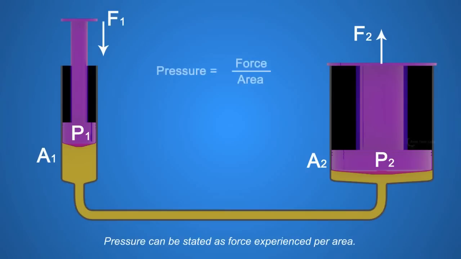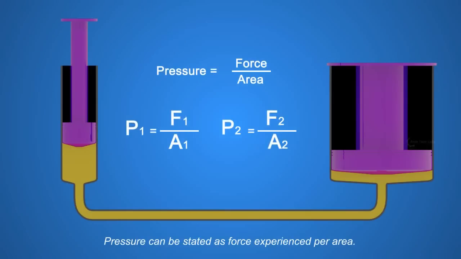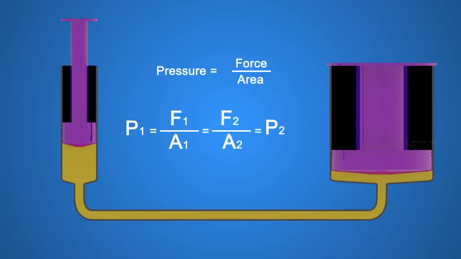Pressure can be stated as force experienced per area. So P1 equals F1 by A1, and P2 equals F2 by A2. According to Pascal's law, pressure on both pistons are equal, which gives us P1 equals P2.